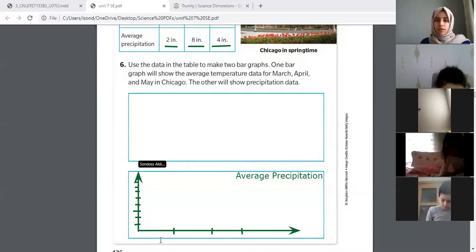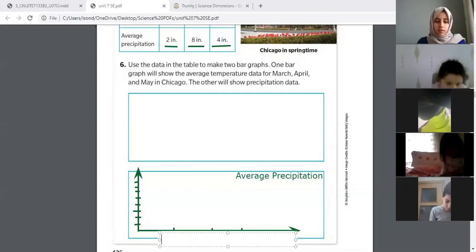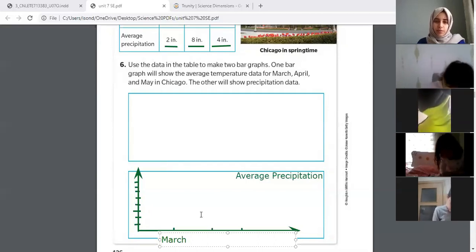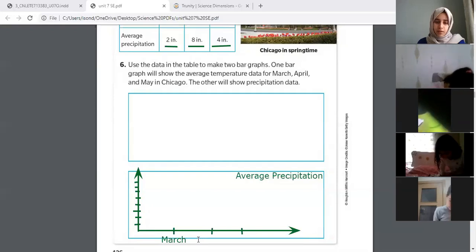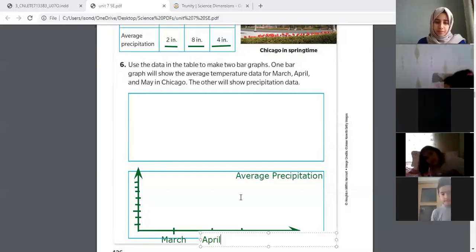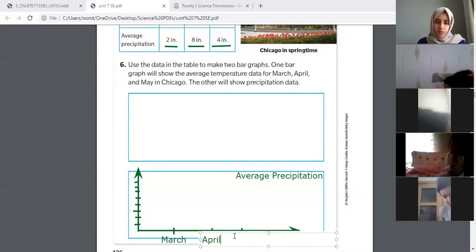And remember to write the names of the months. I think the first one was March, April, and the last one was May.